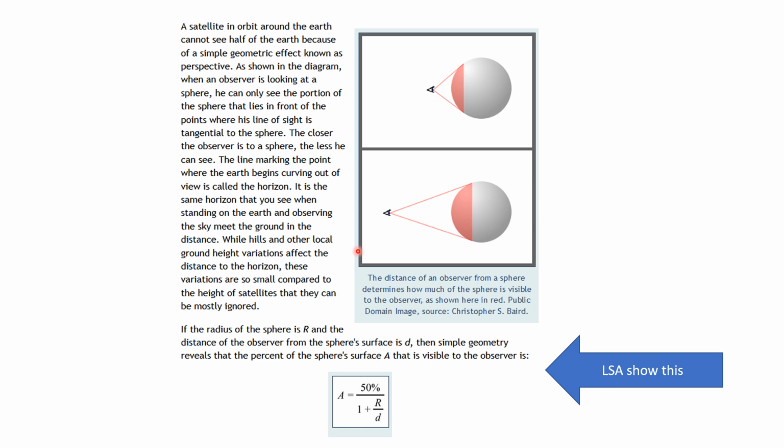And so what happens is, and this is what I asked you to show, if the radius of the sphere is capital R and the distance of the observer from the sphere is d, then simple geometry, which I asked you to talk about, reveals that the percent of the Earth's surface that is visible is 50% times 1 over r over d, and in our case r over d ends up being 1/2 of 50%, or 20.